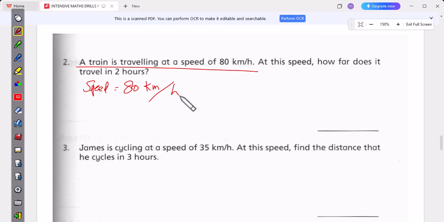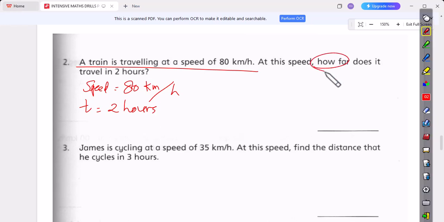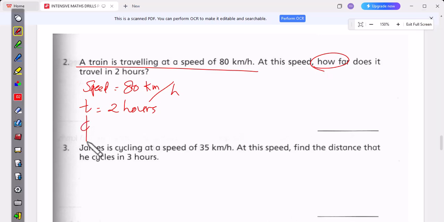Okay, we have another piece of information. Time is 2 hours. And how far? This is the thing that we need to find. How far? So the distance of something. We change it into the model, we can say d. So t stands for time, and d stands for distance. This is the question that they ask us to find the answer.